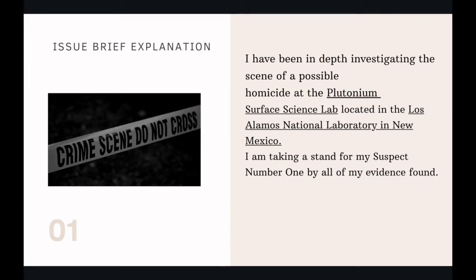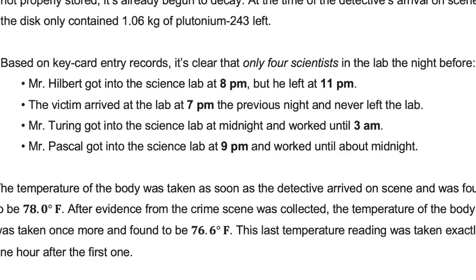I'm taking the stand today to find out my suspect number one from all of the evidence we found. First of all, we can see that the night the victim was murdered, only 4 scientists were in the lab. First, Mr. Hilbert, who stayed in the science lab from 8 to 11. The victim, who arrived at the lab at 7. Mr. Turing got into the lab at midnight and worked until 3. Mr. Pascal, who got in the lab at 9 and worked until about midnight.